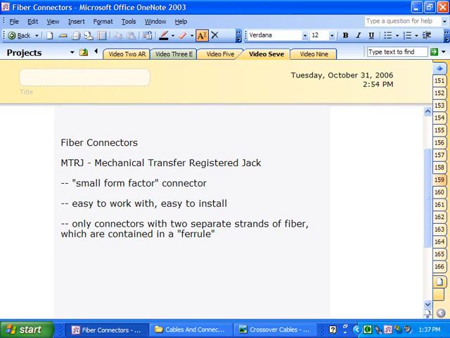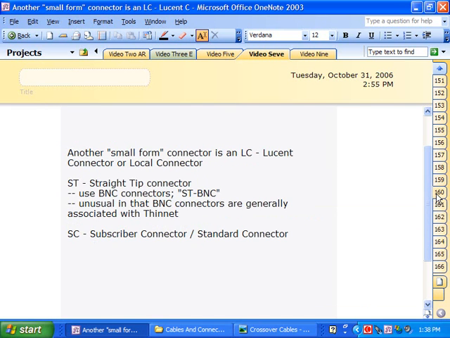This is also the only connector that has 2 separate strands of fiber, and they are contained in a ferrule or a ferrule. I personally don't care how you pronounce it, as long as you can read it. It is contained in a ferrule, and those are the 2 separate strands of fiber. This isn't prevalent yet, but it's getting there. As far as I see, it's the #1 connector for newer fiber networks, and I hope it stays that way. Let's talk about some of the other connectors, though.